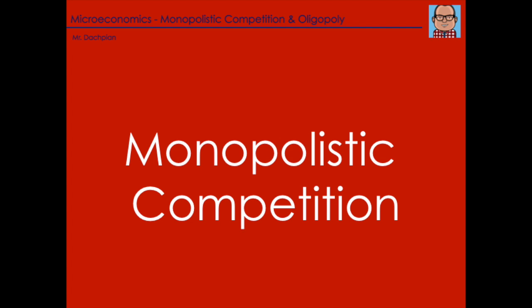Recall, monopolistic competition is a market structure characterized by many firms selling differentiated products in an industry in which there is free entry and free exit. Since monopolistically competitive firms sell a differentiated product, their demand curves slope downward, similar to a monopoly. However, unlike a monopoly, the monopolistic firm faces competition, as other firms are free to enter and free to exit the industry.